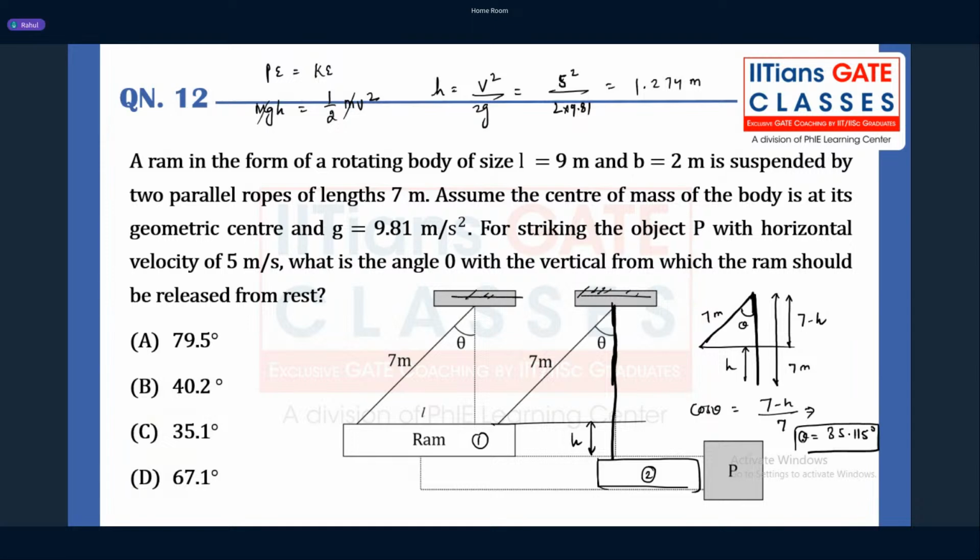If you see the options, one of the options they have given is 35.11. But no need to be confused by the diagram. That is a very simple trick.